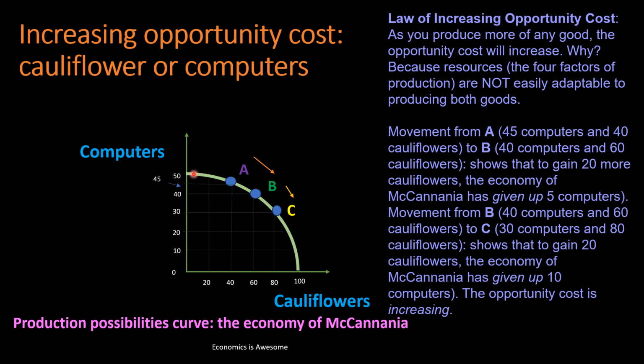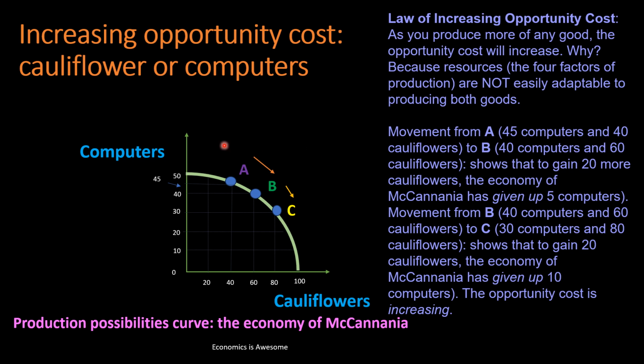But if we were up here, we would be productively efficient. We'd be producing computers, but we're not satisfying everyone in society's wants if we're producing only computers or only cauliflowers. That's some of the assumptions we make. So the law of increasing opportunity costs: as you produce more of any good, the opportunity cost increases. And why? Because resources, the 4 factors of production, are not easily adaptable to producing both goods. So the resources that we use to produce computers are not as easily adaptable to producing cauliflowers. So there's an increasing opportunity cost.